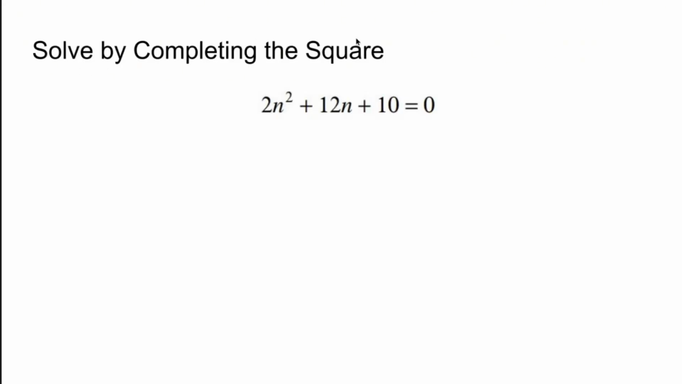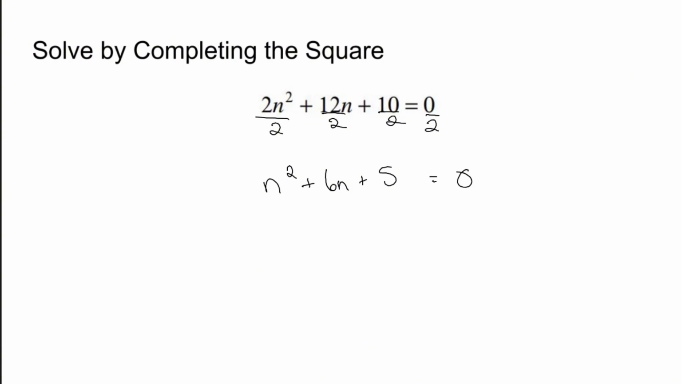Solve by completing the square. The first thing you want to do when solving by completing the square is make sure there's nothing in front of n squared. And since there is, we have to divide everything by 2. Everything by 2. So you become n squared, you become 6n, you become 5, and you still stay at 0.